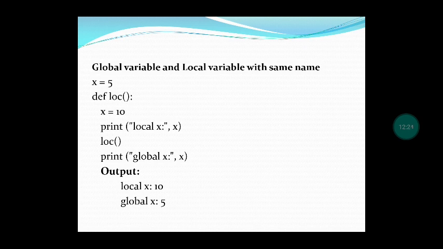x equal to 5, that is the global variable, and inside the function x equal to 10, that is the local variable. We are printing the local variable x, whose value is 10. So we got the answer 10. And next we are printing the global variable. Print global x. So what will be the global variable value? 5. So the 5 will be printed. By this example, you have clearly understood about the local variable and global variable.